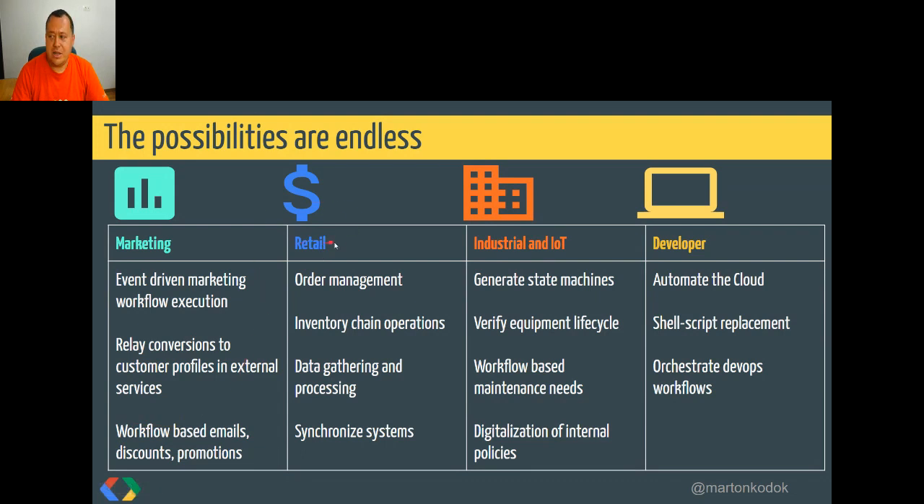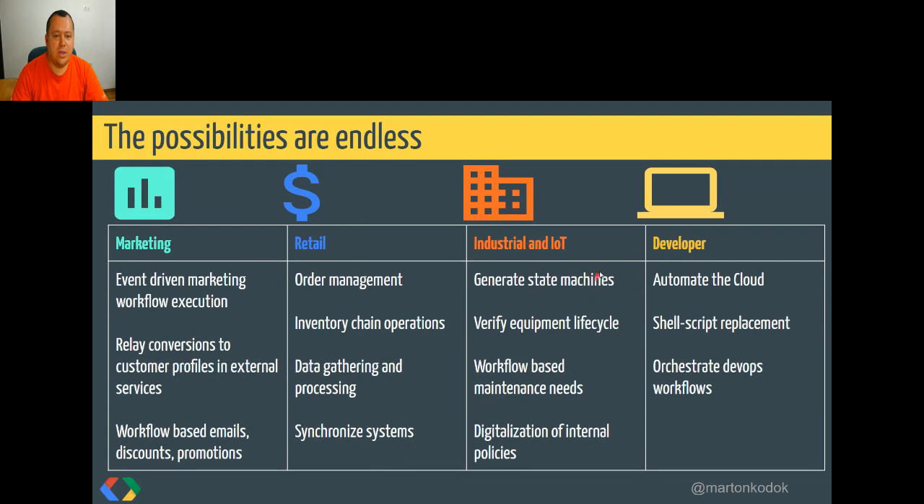Next, in the retail section, you could have order management, a process environment for it, you could even have inventory chain operations, data gathering and processing. I mentioned this developer-wise with obtaining log information for multiple services, but in retail, you could obtain information from different sub-applications, sub-parts, sub-platforms of your system, and the workflow combines them together. You could later use that for synchronizing systems.